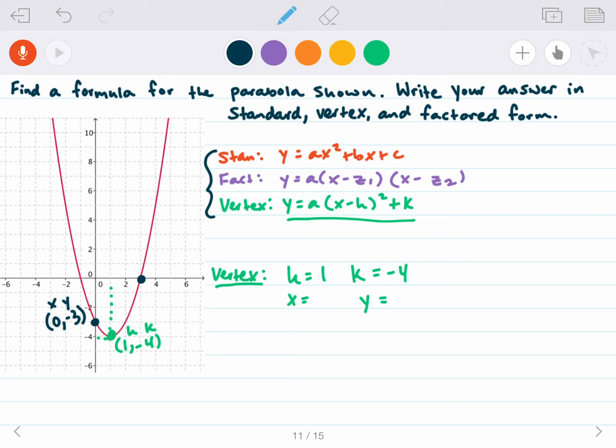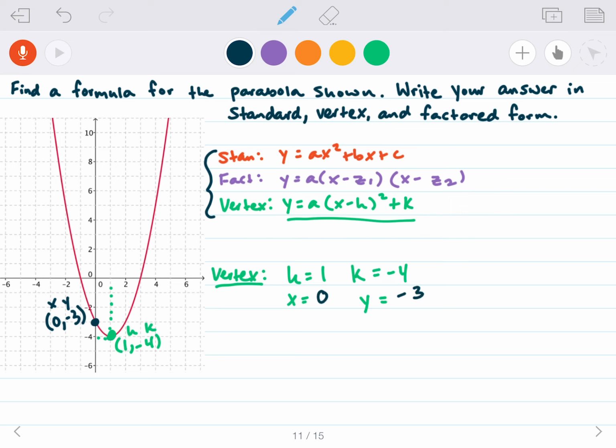I could have picked this point. I could have picked this point. Those are all really nice points to use. Any of those points could be an x comma y. But I picked the y-intercept just because. So here, x is 0 and y is negative 3.